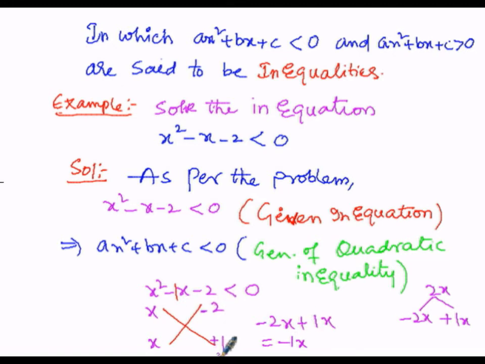To write the factors of this x square minus 1x minus 2, that is the left side of the inequality, we have to write horizontally. First factor is x minus 2, then the second factor will be x plus 1. So, x minus 2 into x plus 1 is less than 0 will be the next logical step. So, that implies x minus 2 into x plus 1 is less than 0.